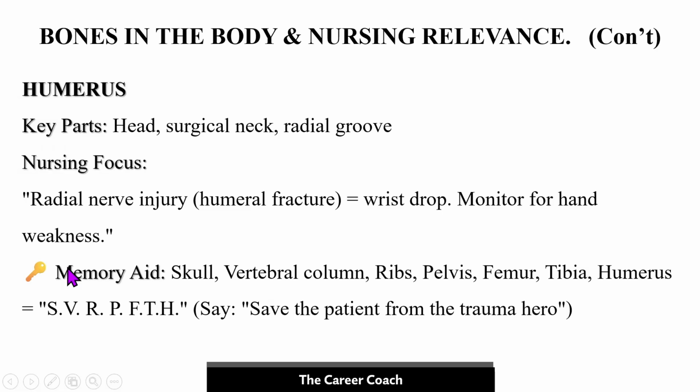With regards to the bones of the body and their nursing relevance, there is a memory aid that will enable you to remember them. The memory aid is SVRPFTH. What does it mean? Save patient from trauma hero, where S is skull, V is vertebral column, R is rib, P is pelvis, F is femur, T is tibia, and H is humerus.